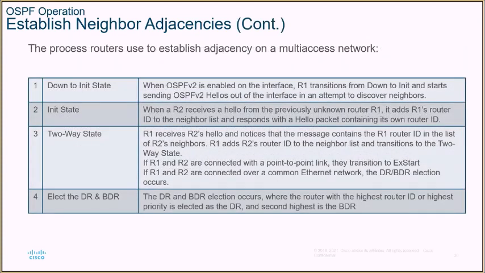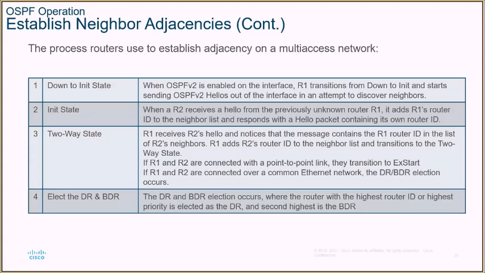And so, of course, basically, this is a blow-by-blow of the process routers use to establish adjacency in a multi-access network, so an Ethernet network. So, of course, they start in the down state. When you enable OSPF version 2 on the interface, R1 transitions from down to init and starts sending hello packets out of the interfaces that are running OSPF. When a router receives a hello from a previously unknown router, it will add it to its neighbor list and respond with a hello packet containing its own router ID. So, of course, because there's been communication in both directions, you're now in two-way state.